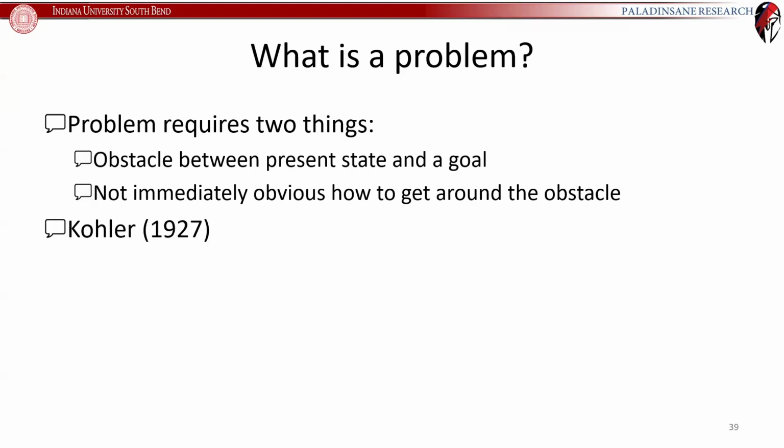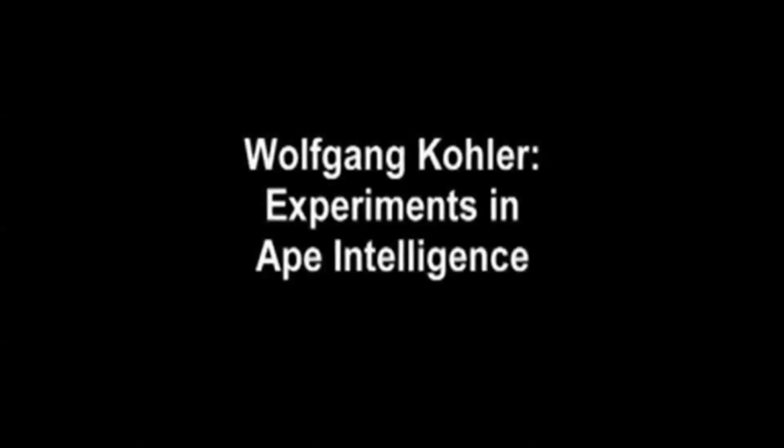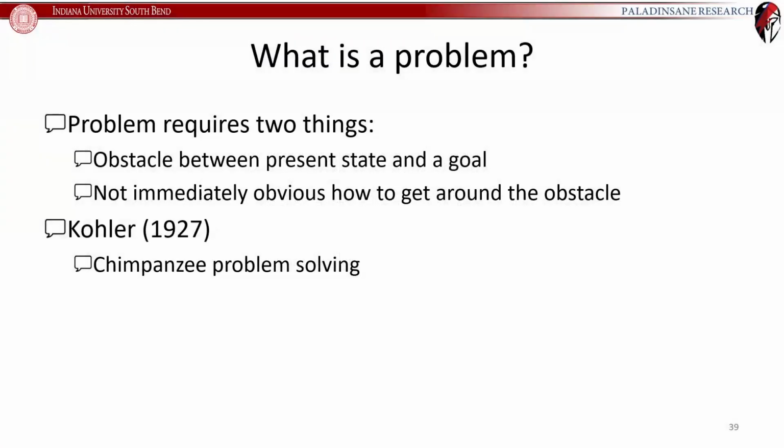So one of the beginnings of problem solving in cognitive psychology came with Kohler's work on chimpanzee problem solving. So we're going to take a look at some video from 1927. This is clearly very, very grainy, but we're going to see some of the work that Kohler was doing on chimpanzee problem solving. And just notice how in each case, there's a present state that the chimpanzee is in. There's a goal that the chimpanzee wants, typically a banana, and it's not immediately obvious how to get around the obstacle that is separating those two.